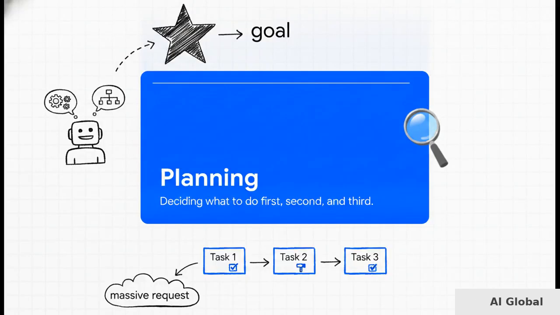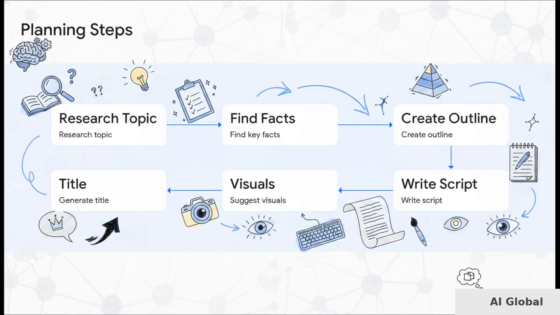But a goal by itself is really just a wish, and that's exactly where planning steps in. The agent has to actively decide what to do first, what to do second, and what to do third. It takes your massive request and turns it into bite-sized, totally manageable tasks. So to actually tackle that YouTube video, the agent maps out a highly structured battle plan. First, it knows it needs to hit the books, research the topic and find those key facts. Then, it creates an outline for a logical flow before it even starts writing the actual script. Finally, it completely pivots into creative mode, suggesting visual pairings and generating a super catchy title. So what was once one overwhelming demand becomes a totally seamless, automated checklist.